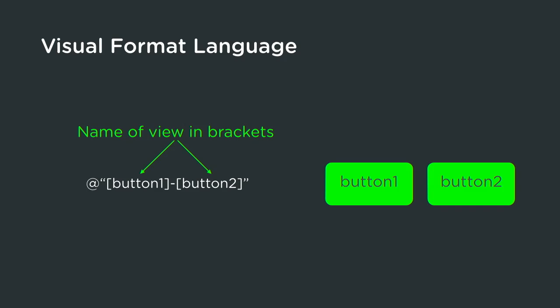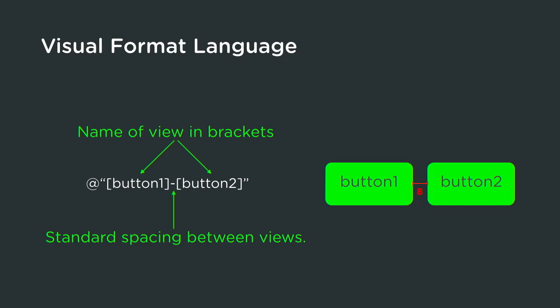So you have the name of the view in brackets. You can see I have button 1 in square brackets, and then I have button 2 in square brackets. Where do button 1 and button 2 come from? Well, these are the names of your variables. So your variable will be called button 1, and another variable will be called button 2, and they're specified in square brackets. The next thing that we have between them is a hyphen. The hyphen defines standard spacing between the sibling views.